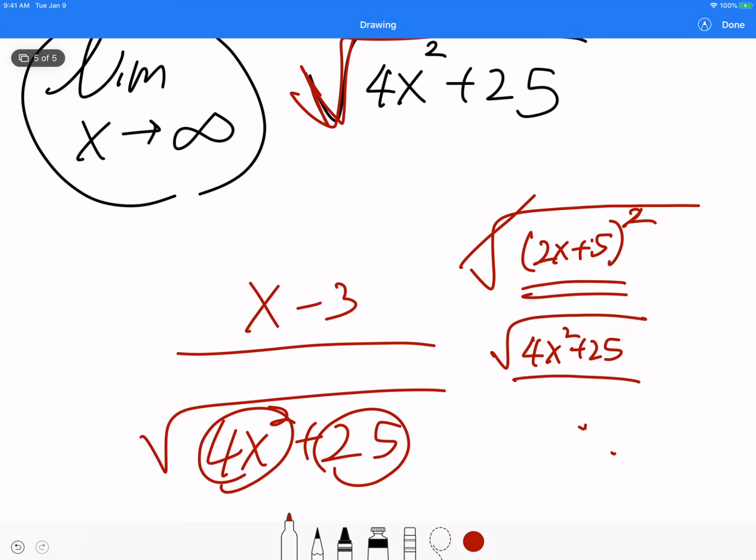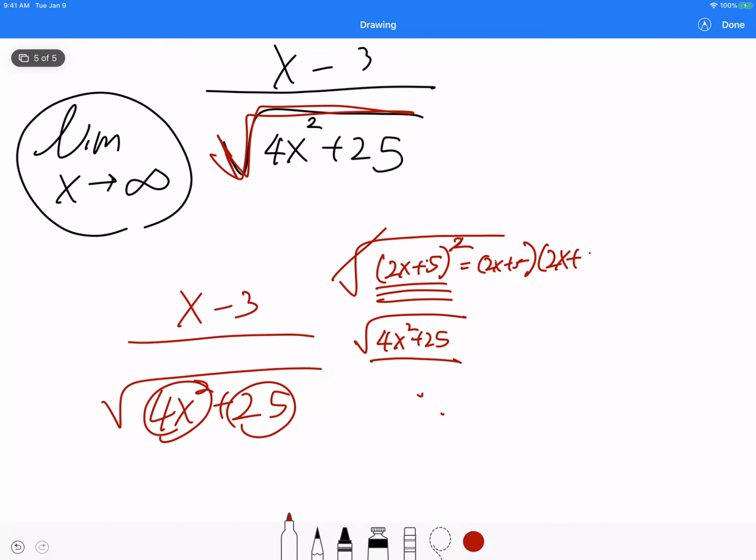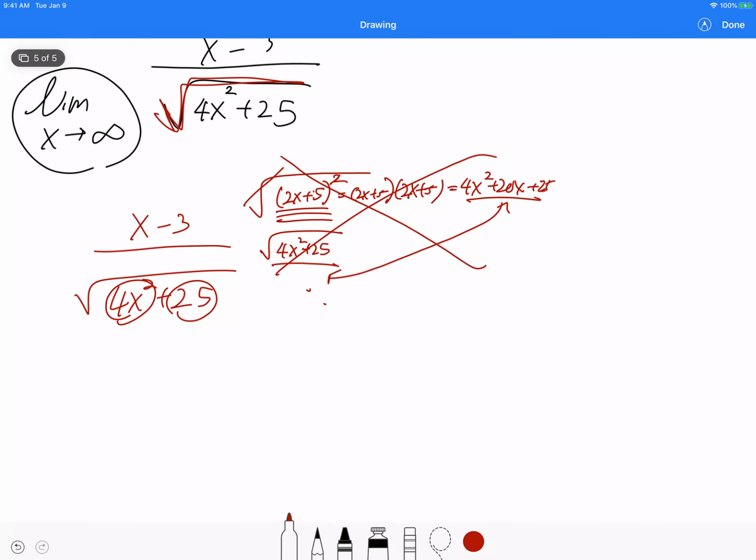Square rooting that is different from square rooting this, because this is foiling it. 2x plus 5 times another 2x plus 5 should give you 4x squared plus 20x plus 25. That and that are two completely different things, so you don't want to do any of that. So what do we do? Well, it just simply means that I'm going to plug in the infinity, and we're going to get rid of all the parts that we consider to be unnecessary.